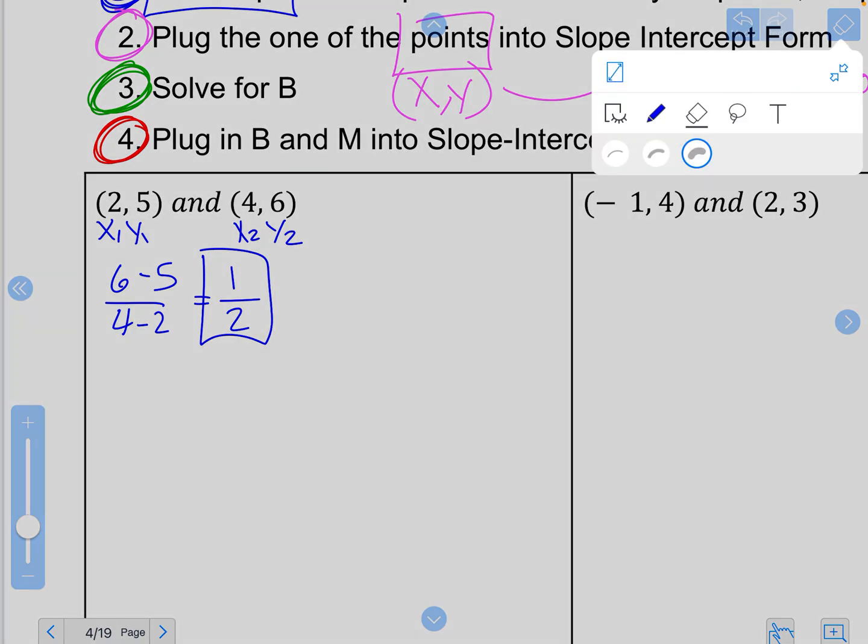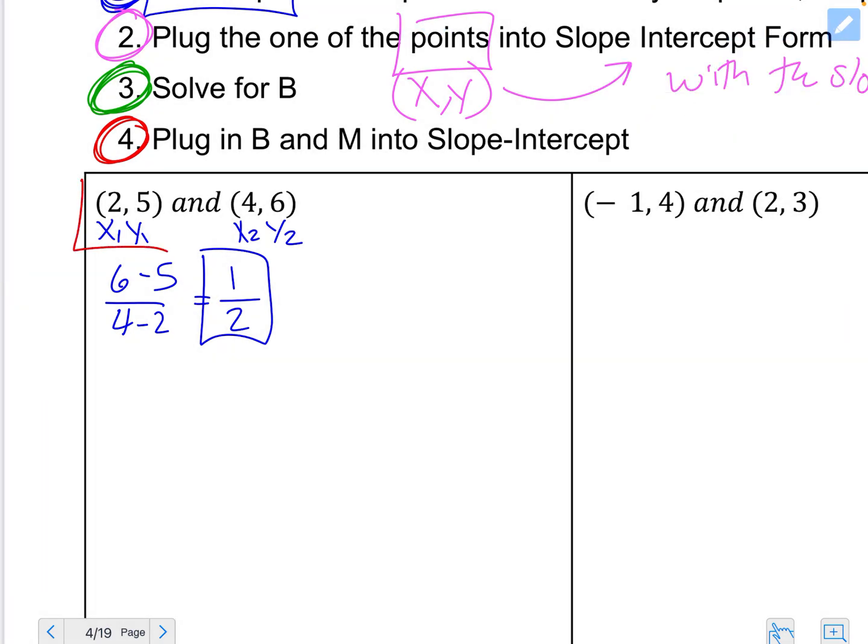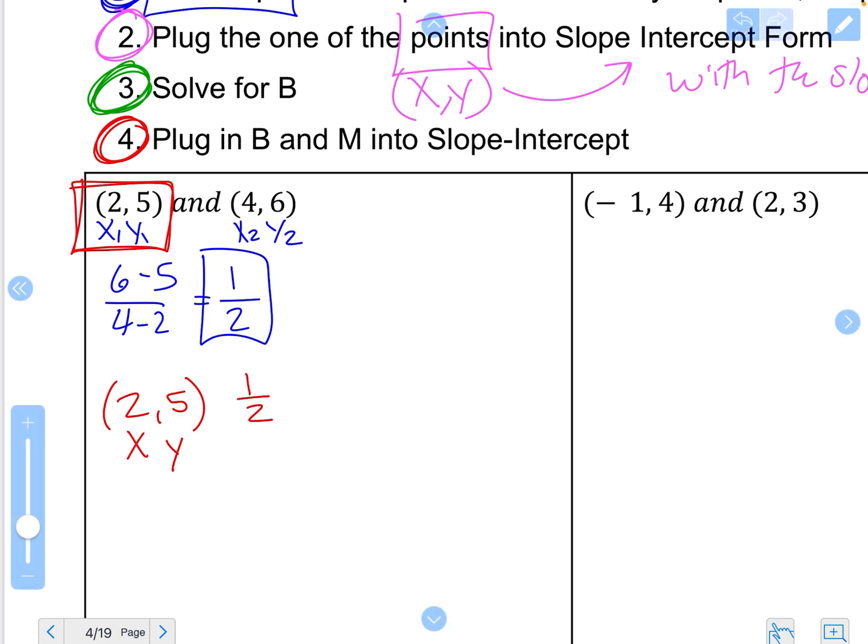So once we have a slope, we need to pick one point. It can be any point. I usually pick the first point. So we're going to use 2 comma 5. This is going to be our x and our y. And then we're going to use 1/2, which is going to be our m. Sorry, I'm trying to stick with my color coding.